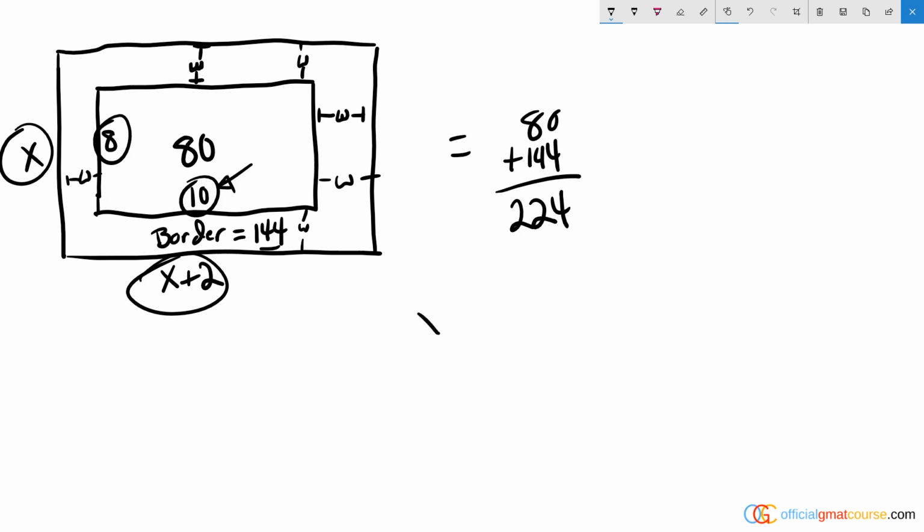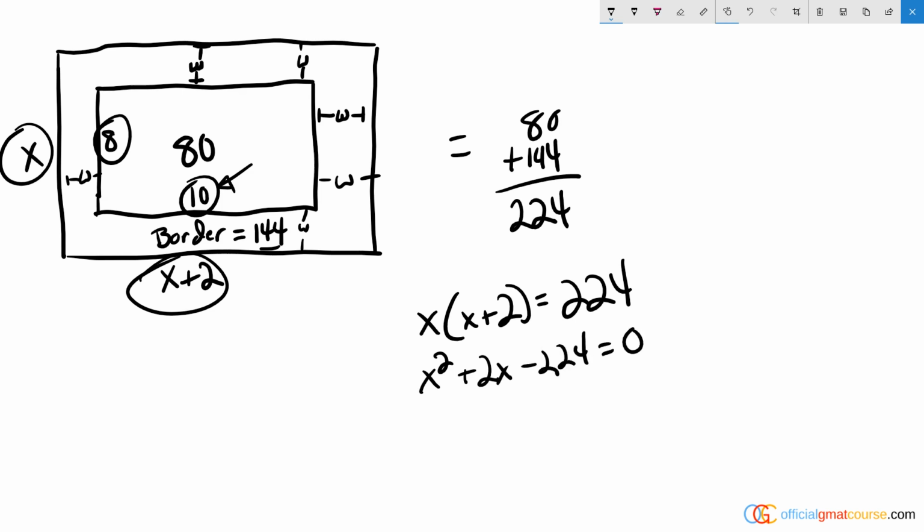So that means I have x times x plus 2 equals 224. And this is a lot simpler to solve than the way most people would solve it, which is bringing in the w's immediately. So we have x squared plus 2x minus 224 is going to give us 0. And if we look at this, we're going to get a positive and a negative answer for what x could be equal to because we multiply to give a negative here.